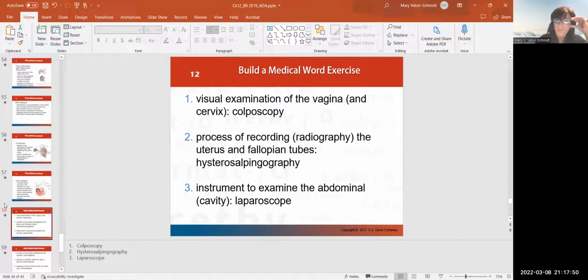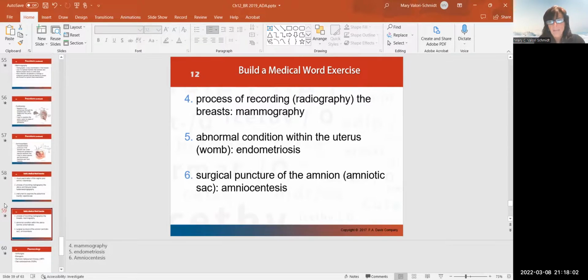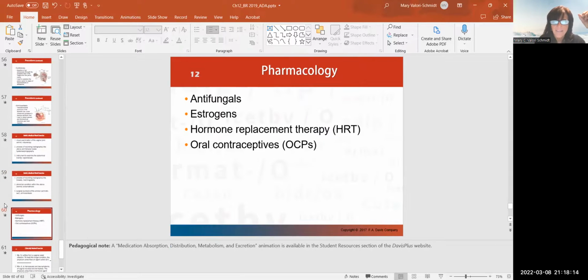So again, visual examination of the vagina and cervix is colposcopy. The process of recording the uterus and fallopian tubes, here's a mouthful, hysterosalpingography. And the instrument used to examine the abdominal cavity is a laparoscope. Radiography of the breasts is mammography. An abnormal condition inside the uterus is endometriosis. Surgical puncture of the amniotic sac is amniocentesis.